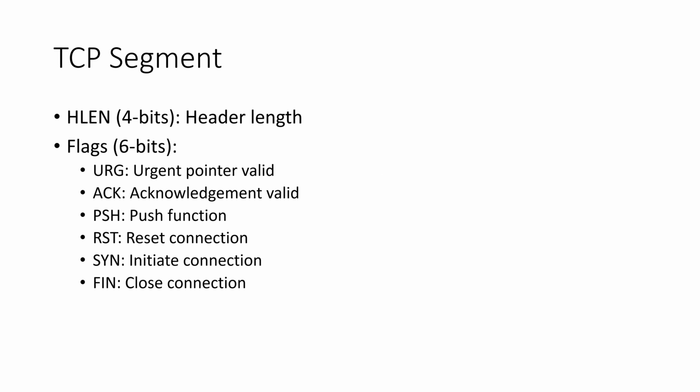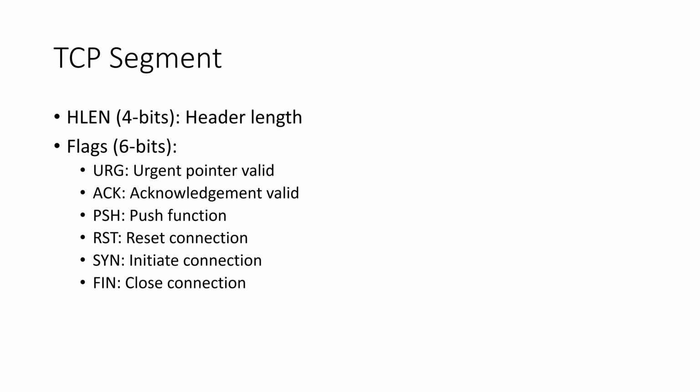Next, let's focus on the header length and flags field. HLen or header length specifies the length of the TCP header in 32-bit words. Since the header can have optional fields, this value tells the receiving system where the header ends and the data starts. Then we have the flags field, which is made up of several important control bits.